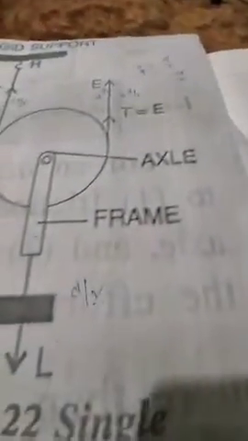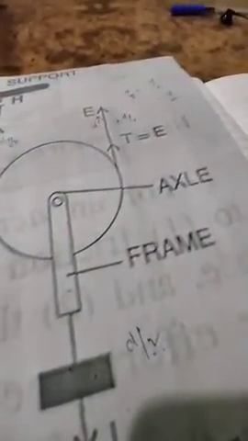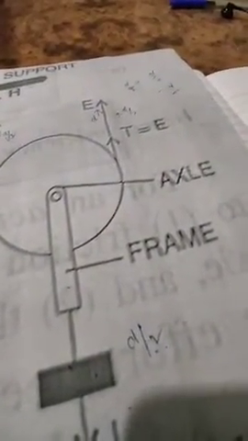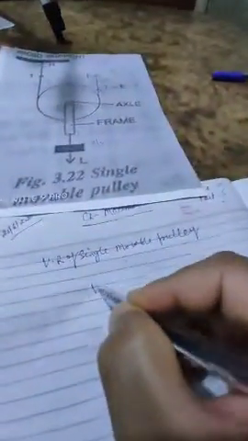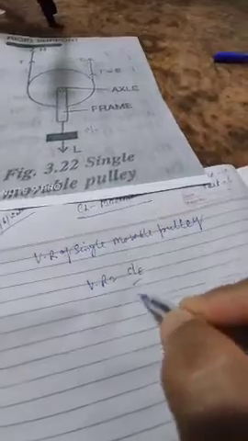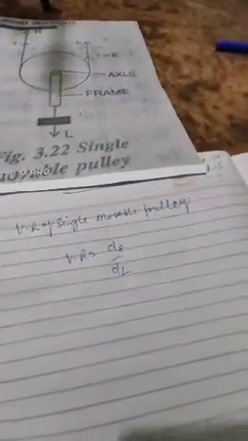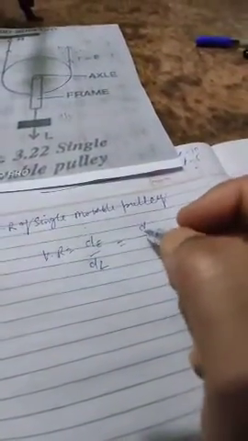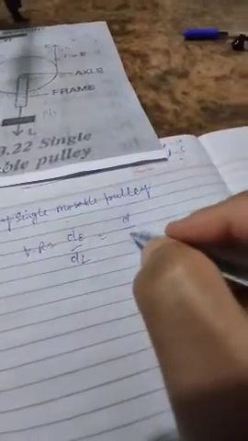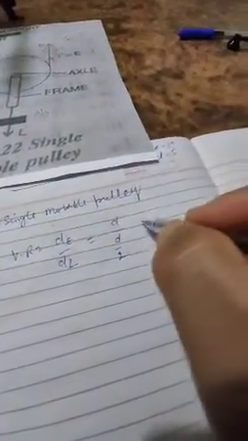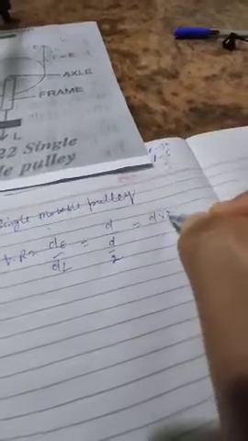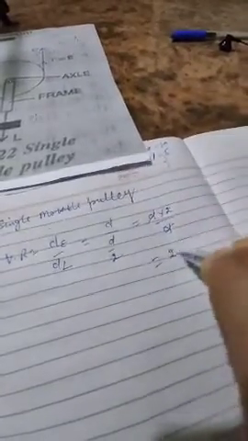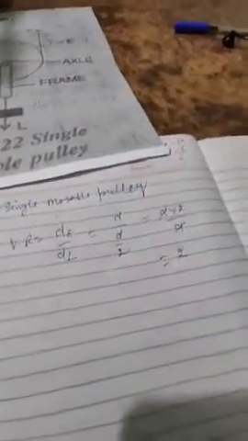So the effort... since we know that velocity ratio is equal to displacement of effort upon displacement of load. The displacement of effort is d and the load moves half of the distance moved by the effort, that is d by 2. So this is equal to d into 2 upon d. d and d get cancelled. The velocity ratio becomes 2.